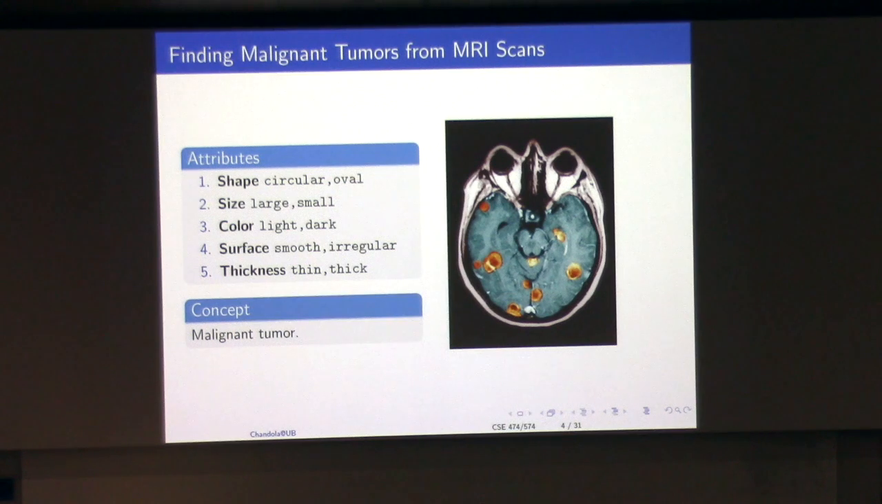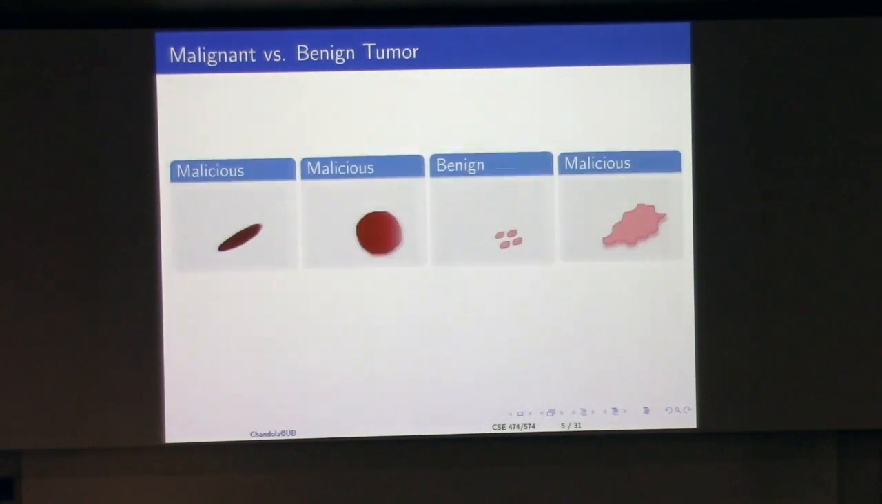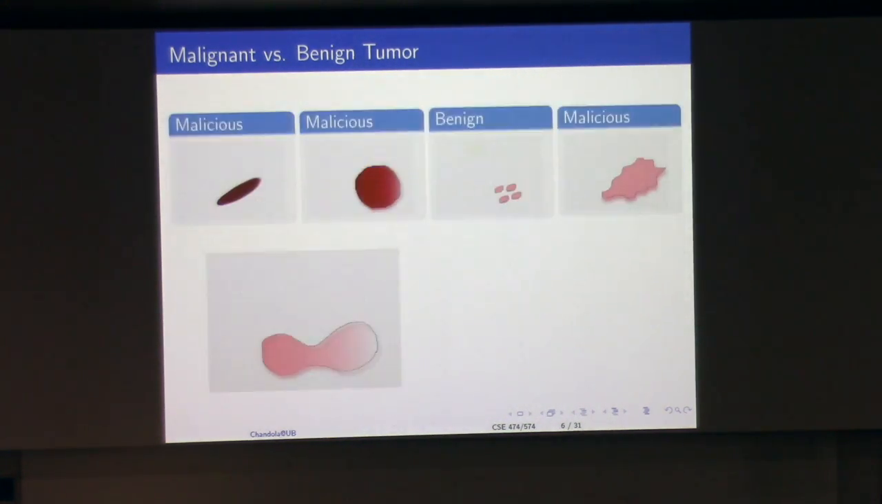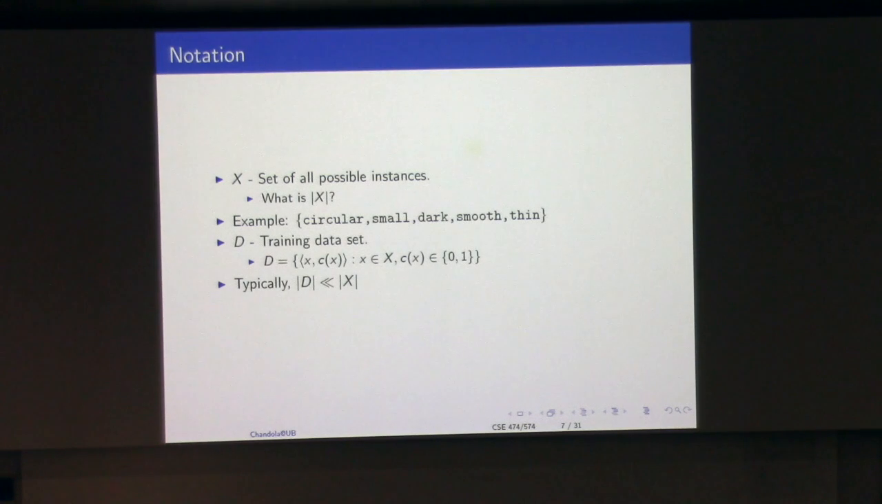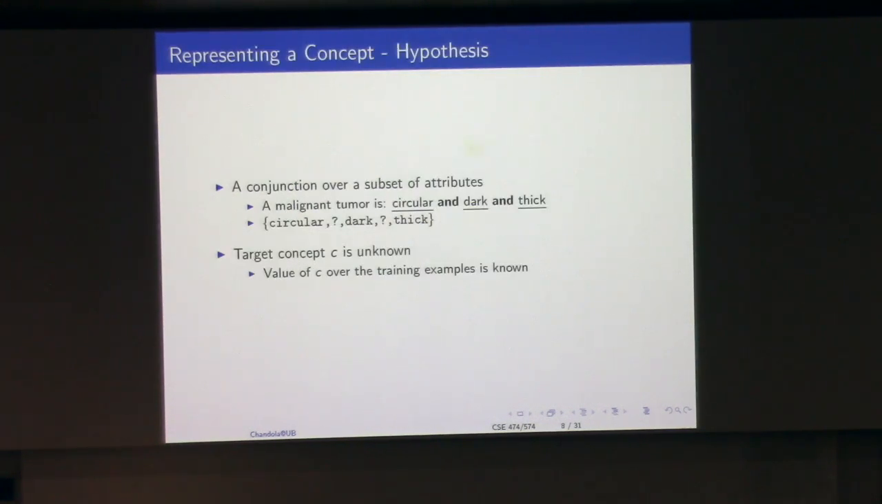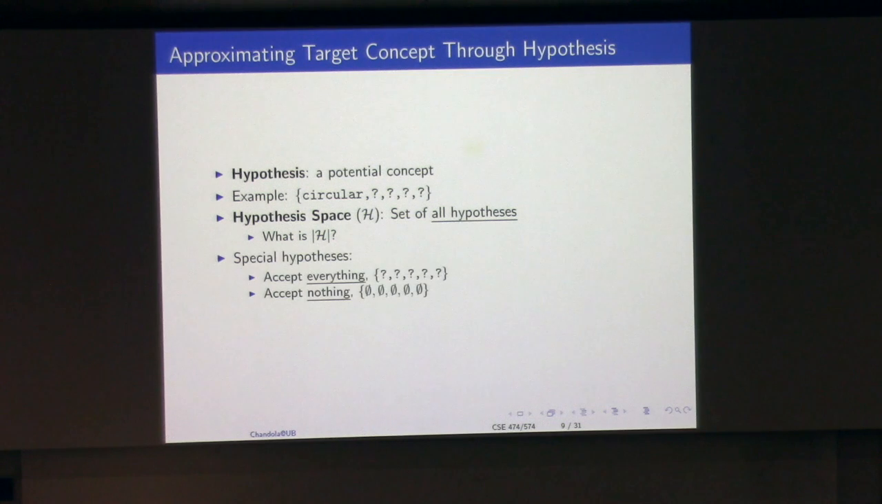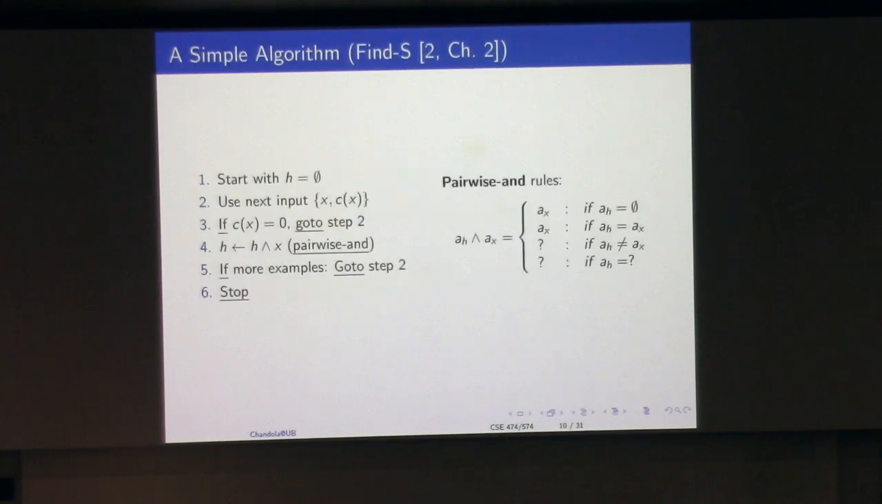It will call some tumors as malignant, some as benign, or one or another, right? And then we have some data and we want to learn everything, right? So we talked about all of this already. We talked about hypotheses, right? So now we have an algorithm, okay? So how does this algorithm work?